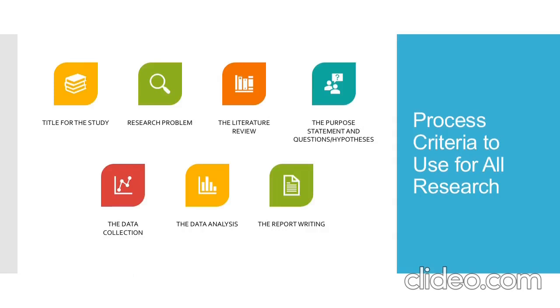In sum, research evaluation should relate to the steps of the research process for both qualitative and quantitative research. That is to say, every step in the research should be evaluated separately and in relation to the whole research. However, we can provide this process criteria to use for all research. That is, the title for the study, research problem, the literature review, the purpose statement and questions or hypotheses, the data collection, the data analysis, and the report writing.